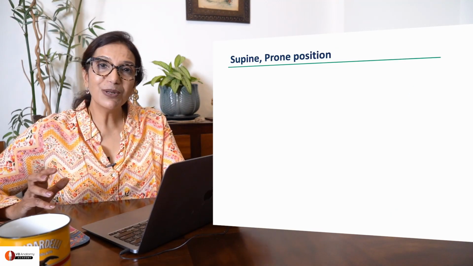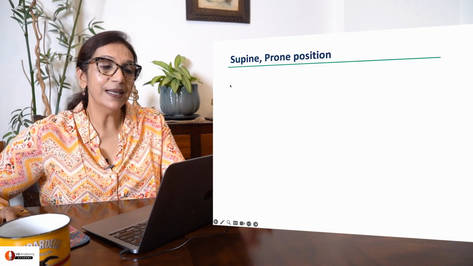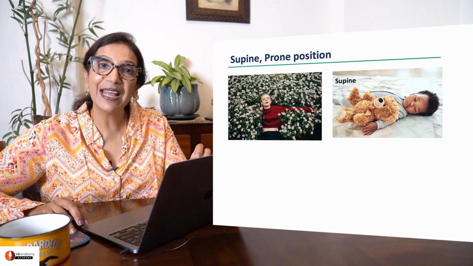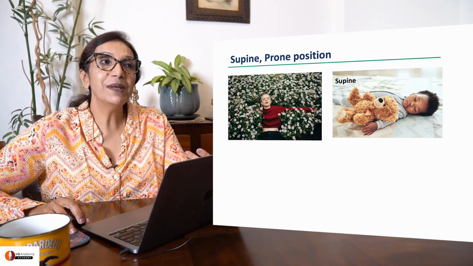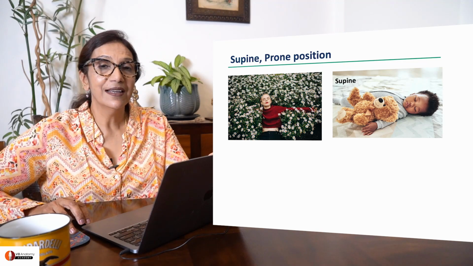So let's talk about some simple terms, supine and prone. I'm sure you know what is supine. Supine is when you lie down on your back. See the sweet little baby lying on his back? Lady lying on her back? That's supine. So many times when your patient comes into the OPD and is very ill, he may come in a supine position, right?